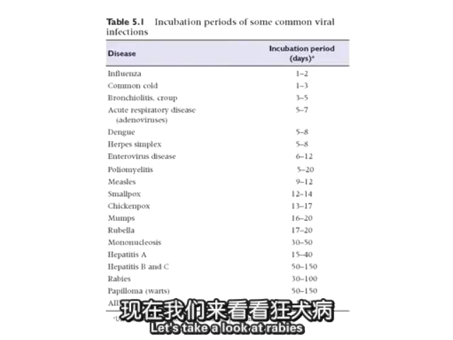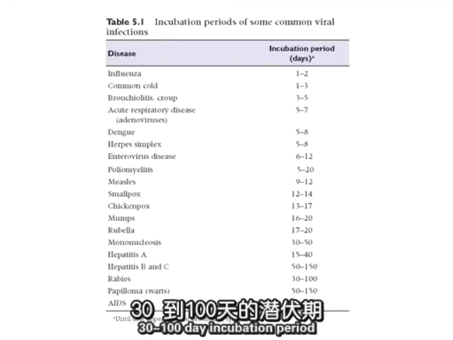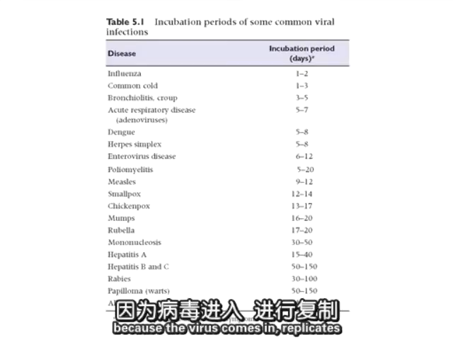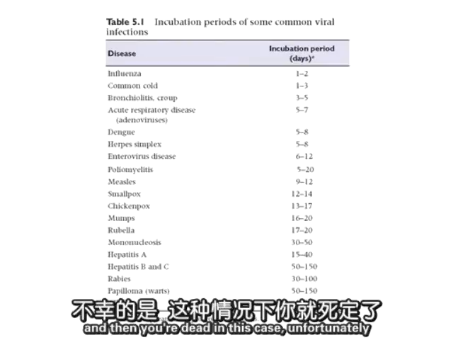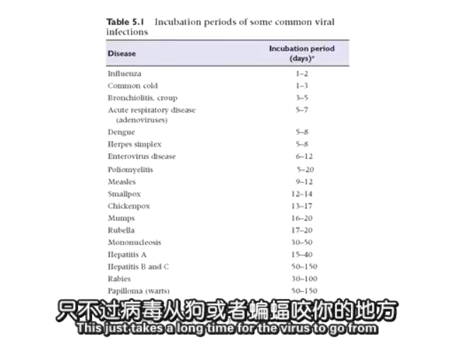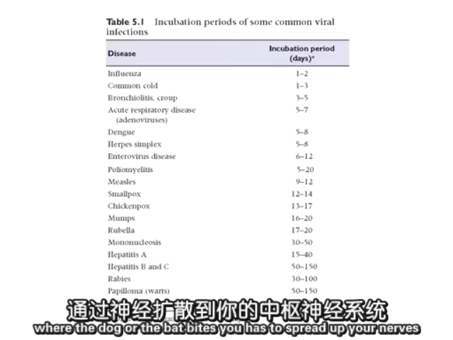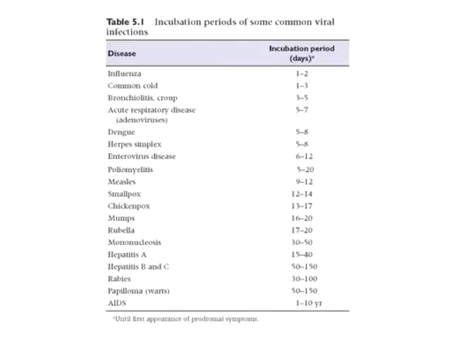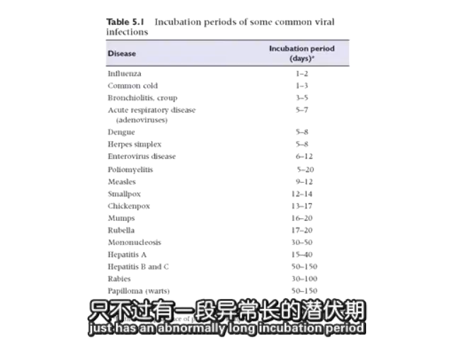Let's take a look at rabies. 30 to 100-day incubation period. So, you know, I would still classify rabies as an acute infection because the virus comes in, replicates, it causes disease, and then you're dead in this case, unfortunately, because rabies is almost 100% fatal. This just takes a long time for the virus to go from where the dog or the bat bites you, has to spread up your nerves to get into your central nervous system, and that takes many, many days. So I think rabies is an acute infection, just has an abnormally long incubation period.